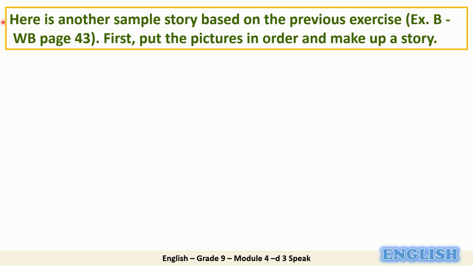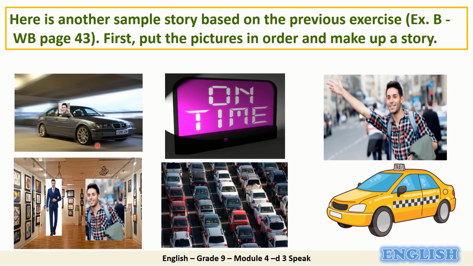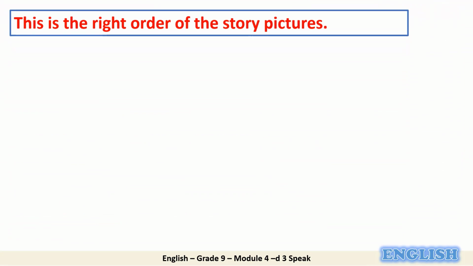Here is another sample story based on the previous exercise, exercise B, workbook page 43. First, put the pictures in order and make up a story. Here are the pictures. Look at them and decide which one happened first, what is the next picture or the next event, and what happened at the end. This is the right order of the story pictures.